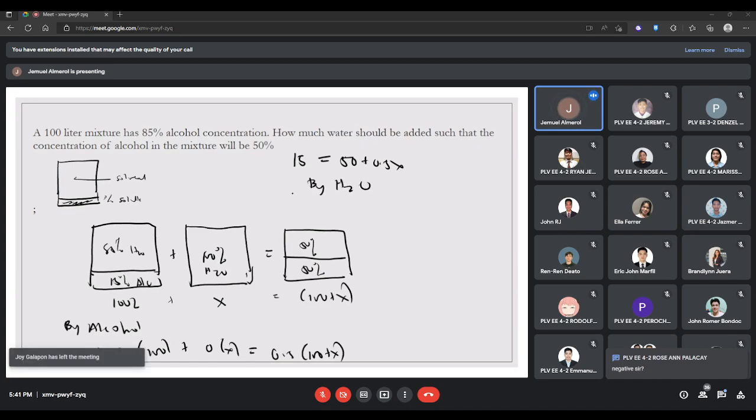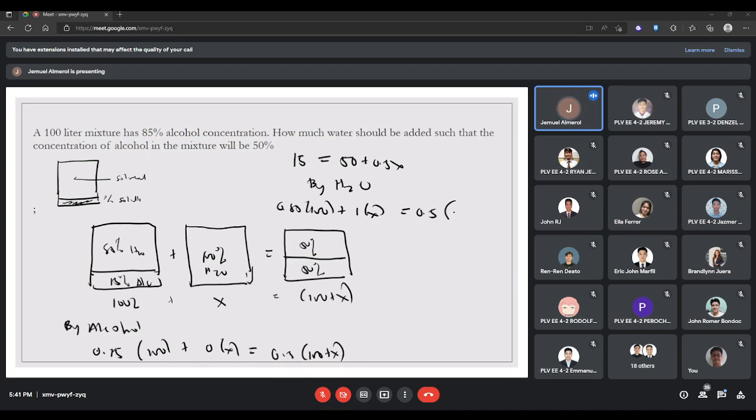Ano ba nangyayari sa akin? So 0.85 times 100 plus 1 times x. So 100% is 1, equal to 0.5 multiplied by 100 plus x. Okay, so 0.8, 80 plus x equal to 50 plus 0.5x, negative.